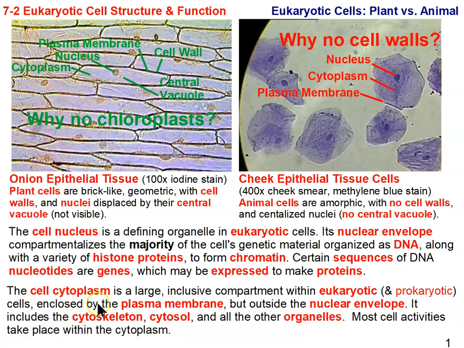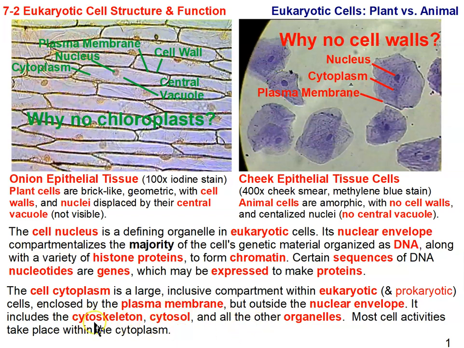And then we have, of course, the other major compartment within a eukaryotic cell, which is the cytoplasm. But prokaryotes also have cytoplasm. But it's not separated from what's inside the nucleus because there is no nucleus. So the cytoplasm is everything in a eukaryotic cell, everything between the nuclear envelope and the plasma membrane.